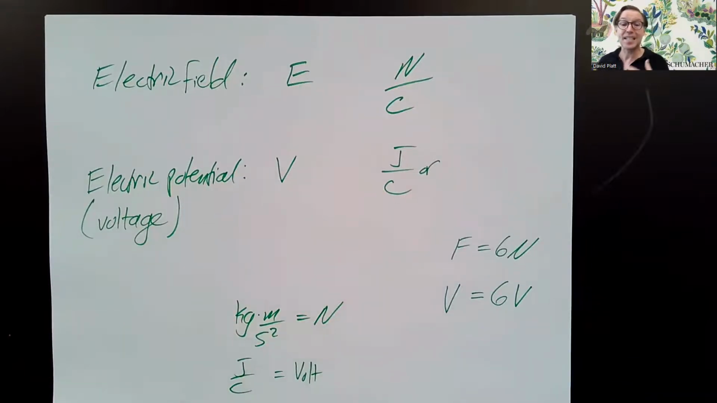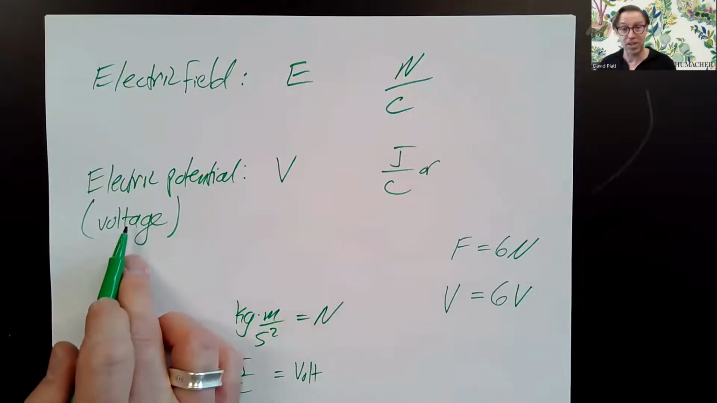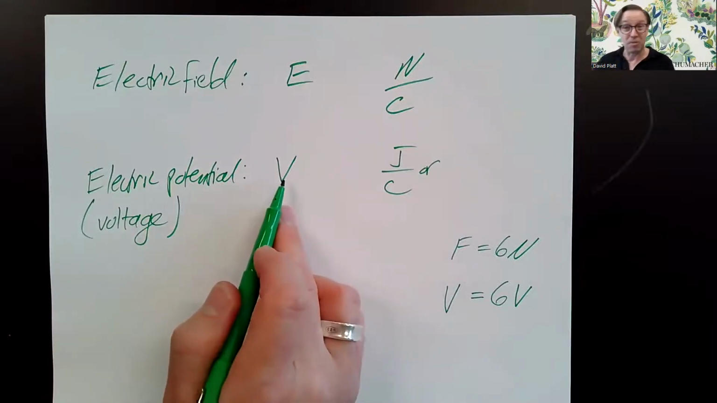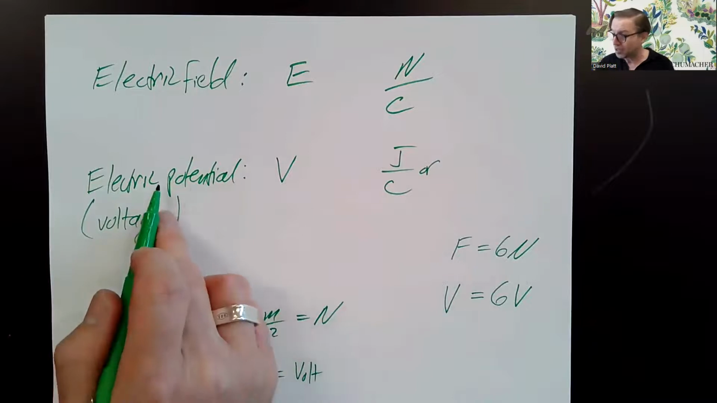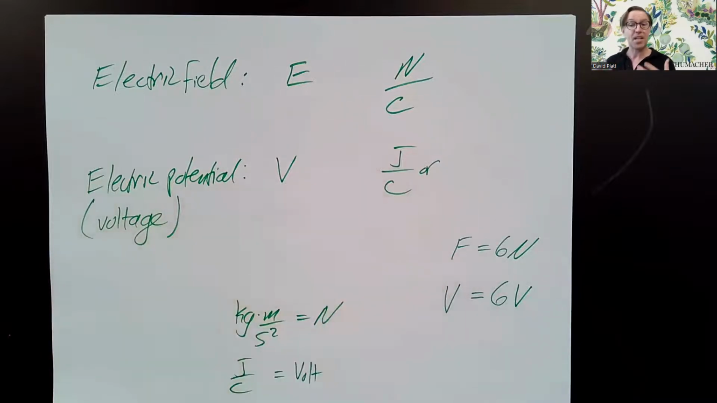So I tend not to use the word voltage, and I tend not to use the unit volt. I talk about electric potential in joules per coulomb. That has more meaning for me. But if you do use these other words, voltage and volt, try to remember what they really mean. Okay, so that is the introduction to electric potential. Let me tell you a couple more things.